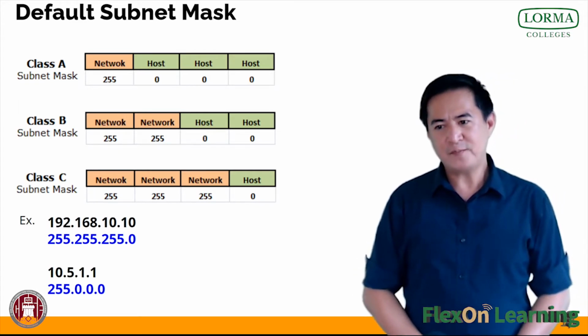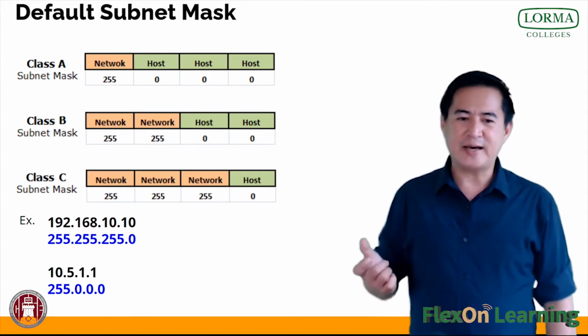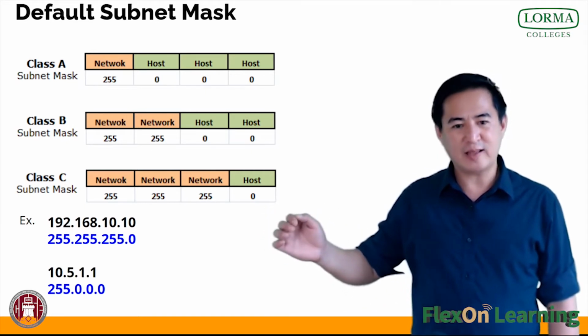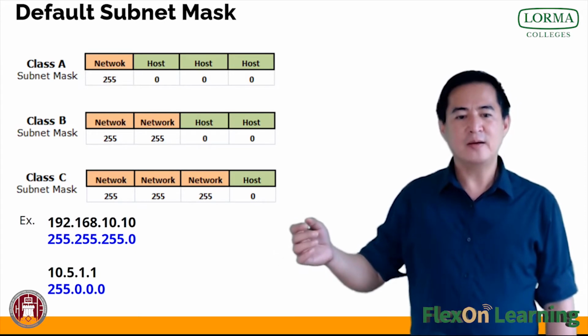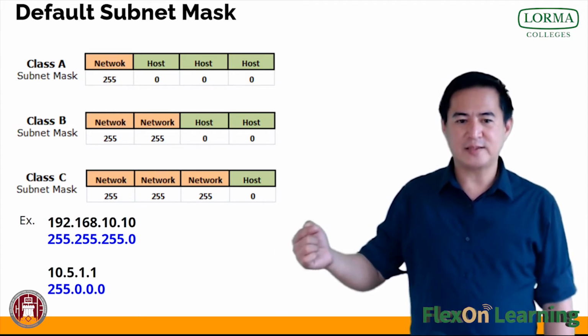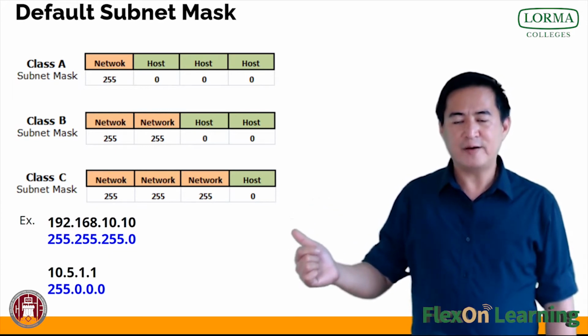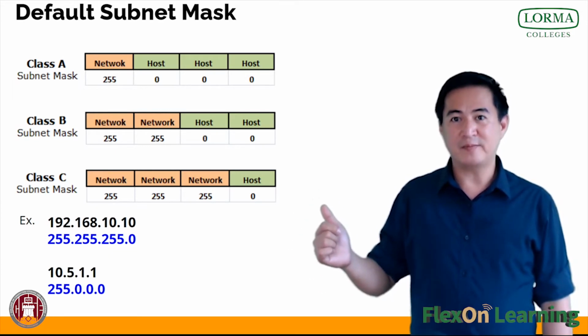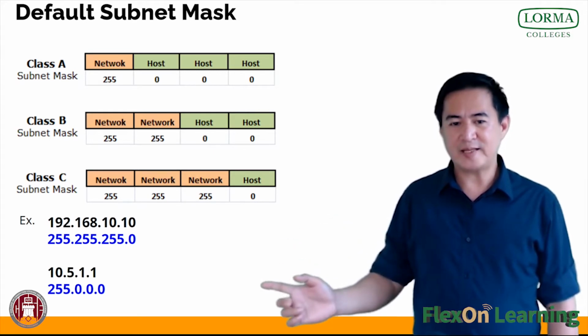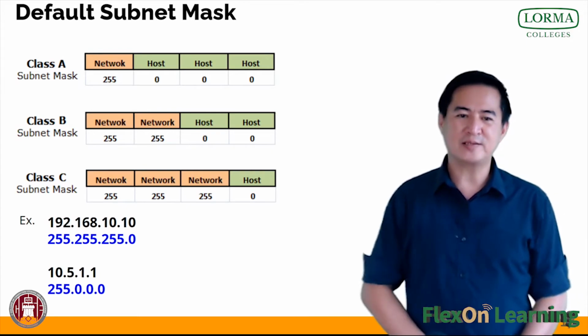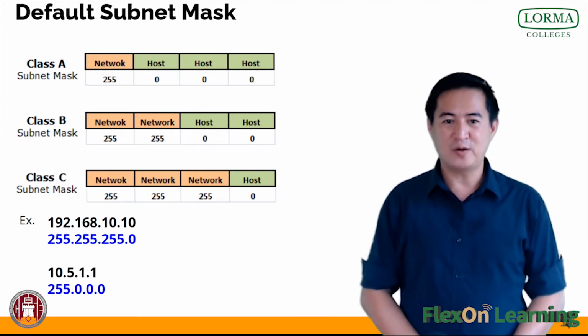So therefore, if you have an example IP 192.168.10.10 as shown here, this is classified as class C, and the subnet mask is automatically assigned as 255.255.255.0. And if you have 10.5.1.1, that is class A, and the subnet mask is 255.0.0.0.